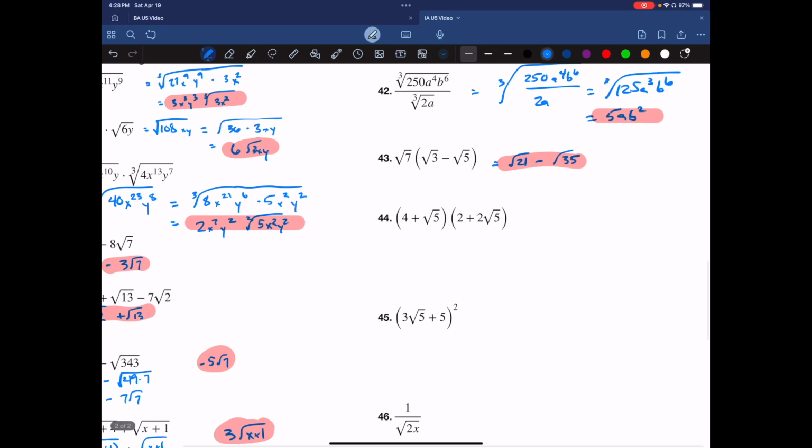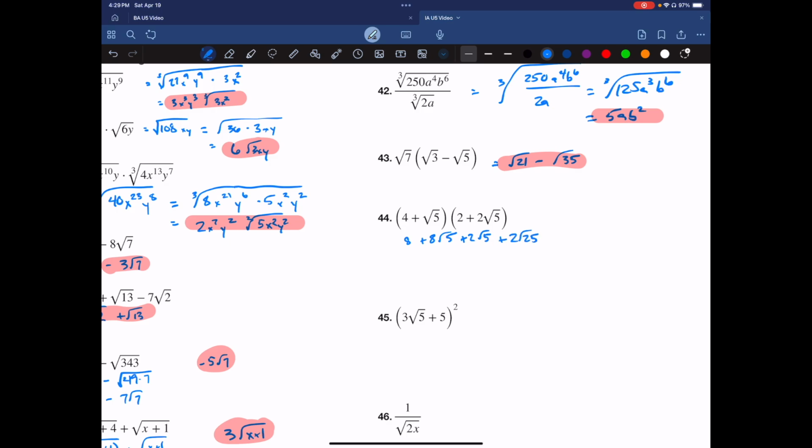On 44, we're going to distribute with FOIL. So you got 4 times 2 is 8. 4 times 2 square root of 5 is 8 square root of 5. 2 square root of 5, or 2 times square root of 5 is 2 square root of 5. And then 5 square root of 5 times, it's going to be 2 times square root of 25.